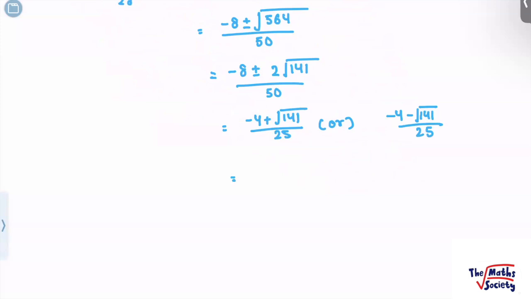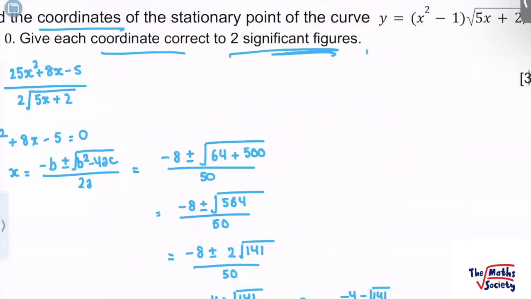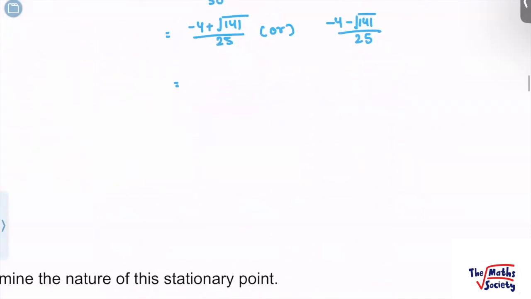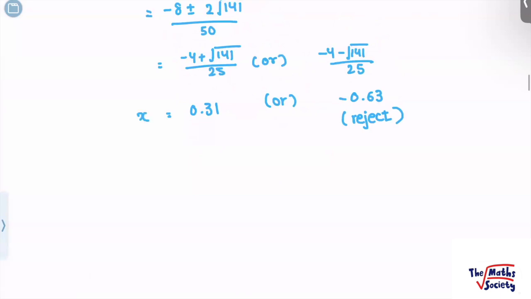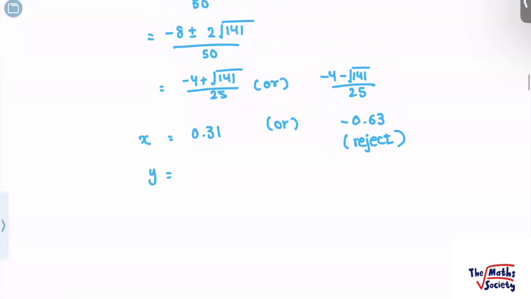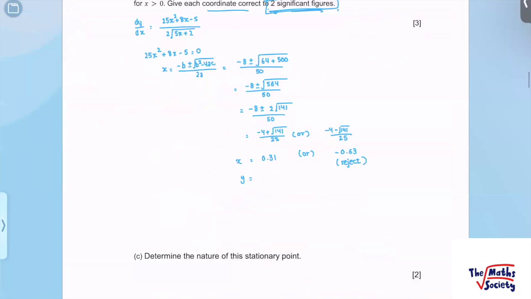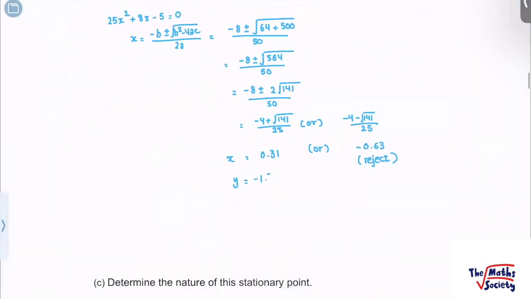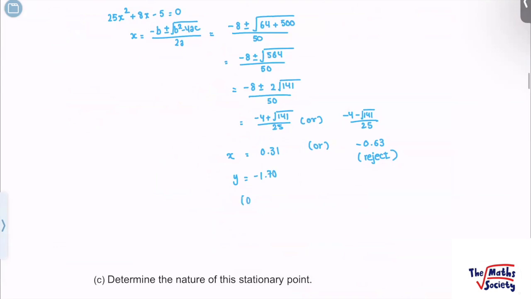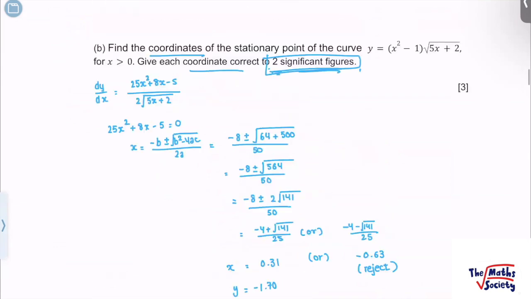So I believe they asked us to give two significant figures. Yeah, you need to see the questions if they ask you specifically in significant figures. So it's just going to be 0.31 or minus 0.63. And we know that we can't take the minus, so we're just going to reject it. And then, this is x, you need y. So you're just going to substitute it, which is going to be minus 1.70. So you get your x and your y. Those are your stationary point.